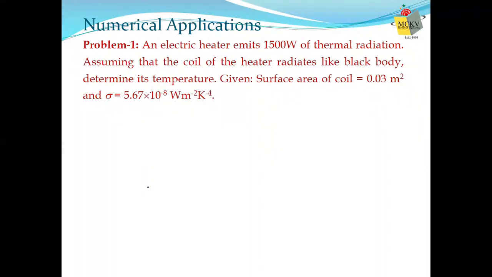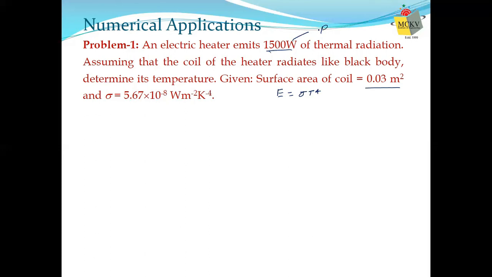say, an electric heater emits 1500 watt of thermal radiation. Assuming the coil of the heater radiates like a black body, determine its temperature. The surface area of the coil is given as 0.03 meter square. And there is only one law which relates the total intensity of radiation with temperature, the Stefan-Boltzmann law. Now, according to the Stefan-Boltzmann law, the total intensity of radiation E equals sigma T to the power 4. Now, as per the question, instead of the total intensity of radiation, power is supplied. So here 1500 watt is the power supplied.